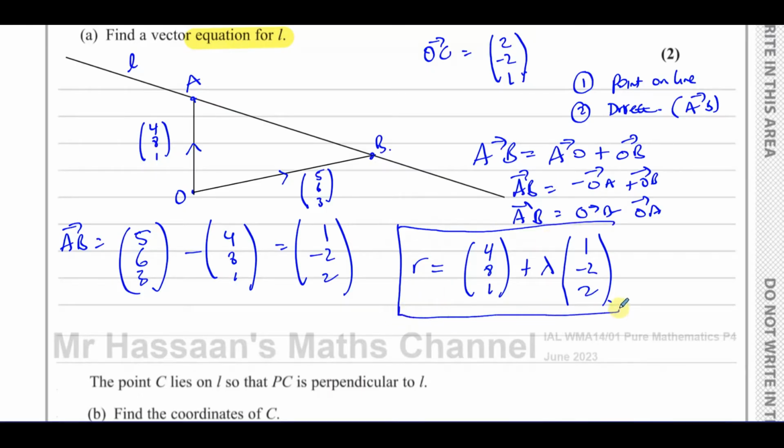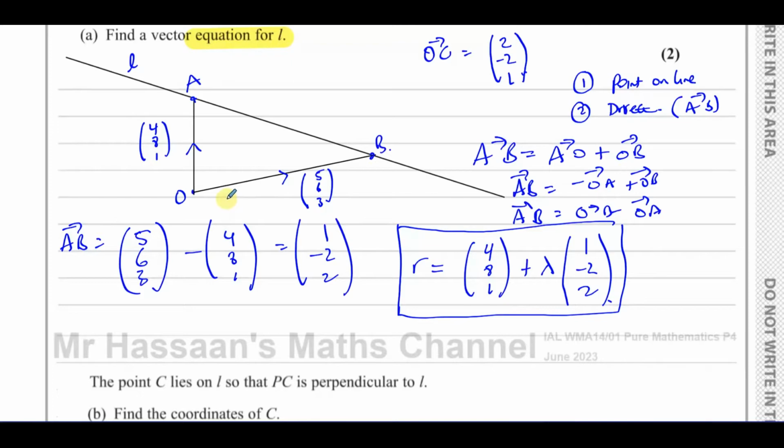We could have used the other point. We could have used (5, 6, 3). I could have used this the other way around, (-1, 2, -2), going in the opposite direction, as long as it's a straight line that passes through the points A and B. So this is the vector equation of this line. It will tell you how to get to any point on the line that you want to.